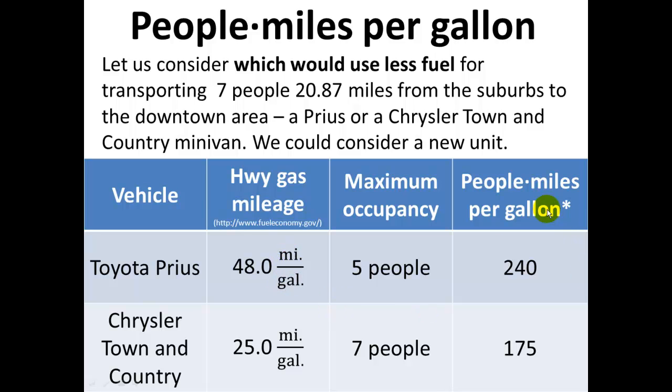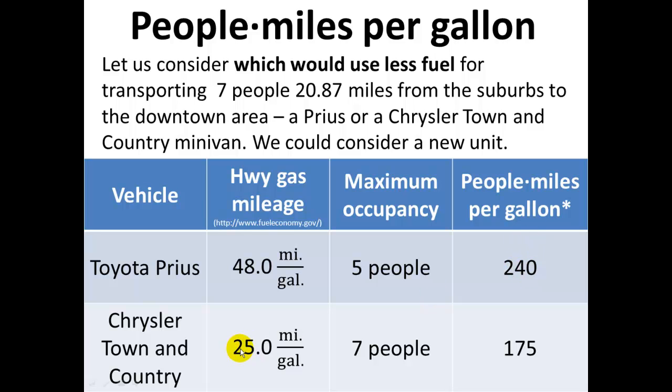But I want to propose people miles per gallon as a unit to compare efficiency. What this does is take into account how many people are riding in that same car getting that gas mileage. So if I run one person in a Prius alone, then the people miles per gallon will be 48 people miles per gallon. But if I fill it up to its maximum capacity with 5 people and they go down the road getting 48 miles per gallon, then we've got a much better efficiency, 240 people miles per gallon.